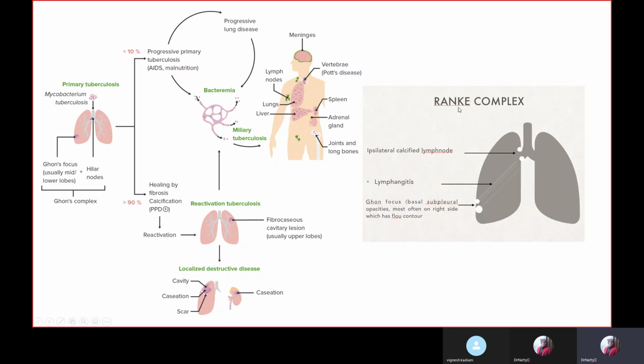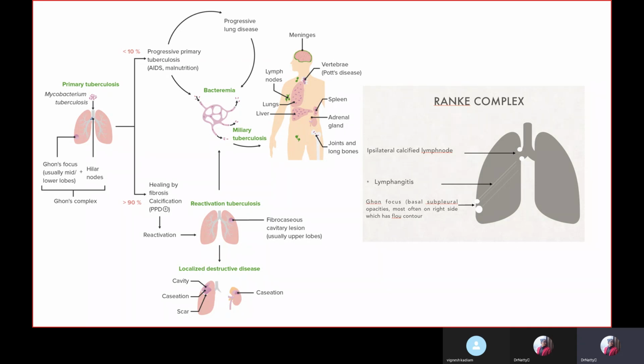Now there is something called the Ranke complex. The Ghon focus is in the lung. Ghon focus plus hilar node is called a Ghon complex. In the Ghon complex, when calcification happens, it is called a Ranke complex. So these are the stages. Initially there will be just a Ghon focus. Then the infection goes to the nodes, leading to a Ghon complex. Then it progresses and leads to calcification, which leads to a Ranke complex. These are the different terminologies which are very important for tuberculosis from an MCQ point of view.